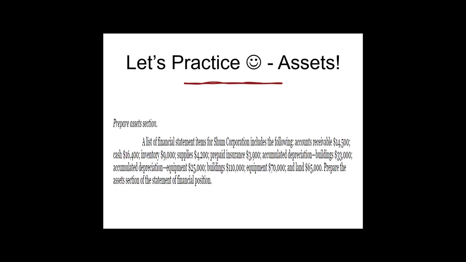All right, so time for some practice. I would love for you to prepare the asset section. You have a list of financial statement items. Don't worry, you don't have to make any debits or credits, but you have all the ending balances similar to last week's items, except now when you create just the asset section, I need you to put them in an appropriate order. Consider taking a screenshot or pausing this video now. When we return, we will complete this section together. Thank you, and we'll talk soon.